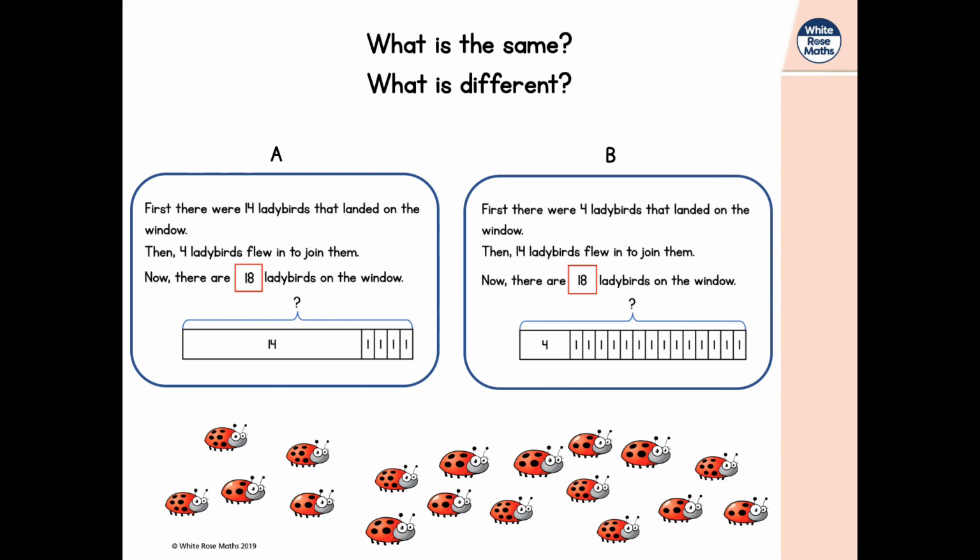But which one did you prefer? Which one did you find easier to count on? Are you thinking A? Me too. I liked when the number was larger that we began with, and we only had to count on 4. I found it really difficult to do B when we started with such a small number and had to count on such a huge number.